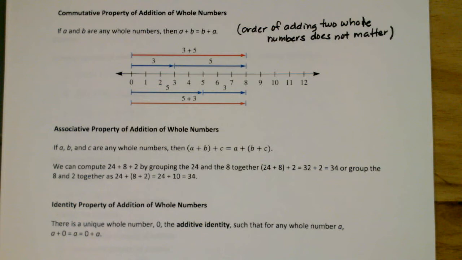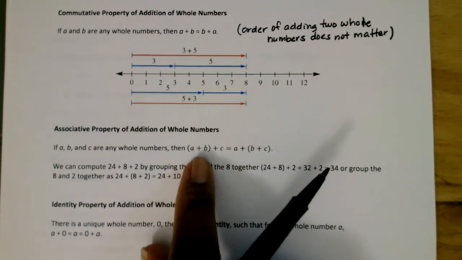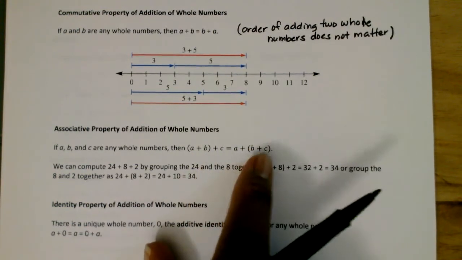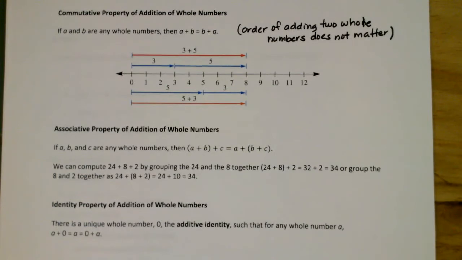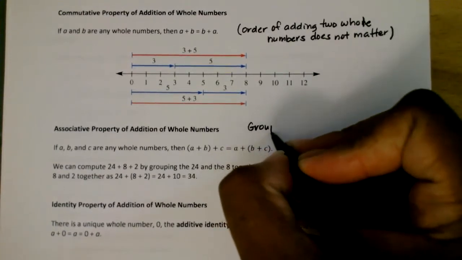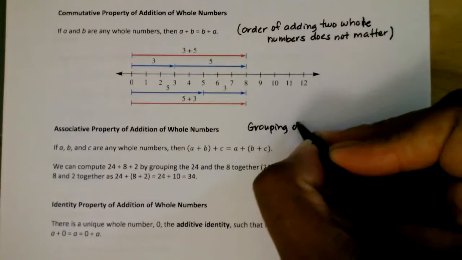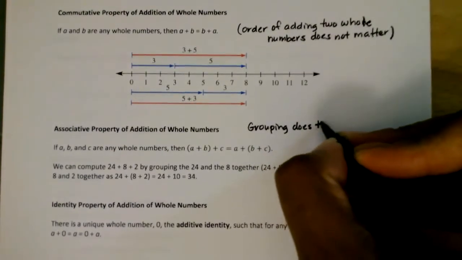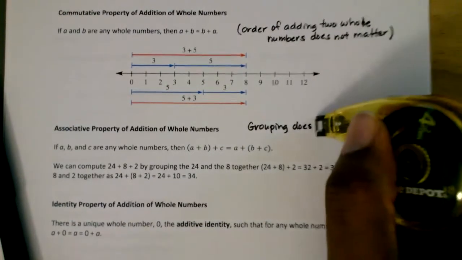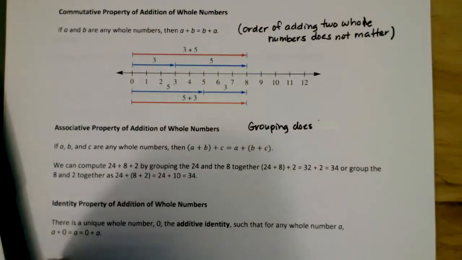And then next is the associative property of addition of whole numbers, where if A, B, and C are any whole numbers, then if I add A plus B first and then add C to it, I'm going to get the same answer as if I added B plus C first and then add A to that sum. So in other words, this deals with grouping. Grouping does not change the answer.